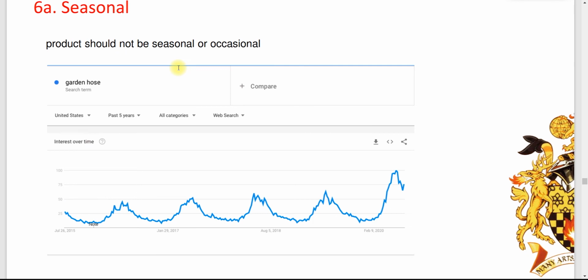6th component, as we have discussed before: the product should not be seasonal or occasional. You can see here in Google Trends that this garden hose product is really seasonal. It goes up in June, July, I think, or September, and then it comes down in November, December, and then goes up in January. So this trend clearly states that this product is seasonal and occasional, and we should not launch such a product.